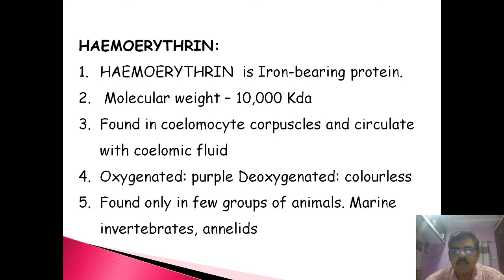Next to this, hemerythrin is an iron-bearing protein. Molecular weight is 10,000 kilodalton, found in coelomocyte corpuscles and circulating with the coelomic fluid. The oxygenated form is purple, and the deoxygenated form is colorless. It is found only in few groups of animals, that is, marine invertebrates and annelids.